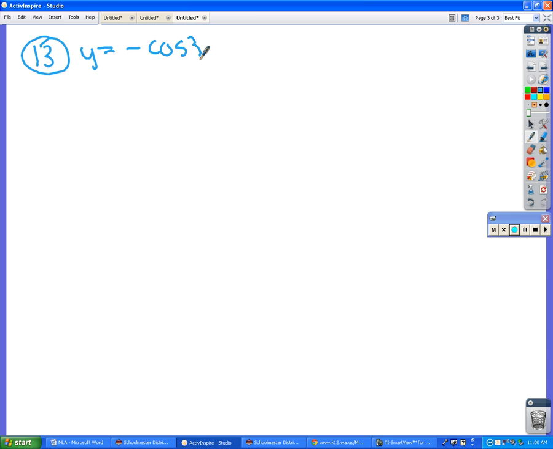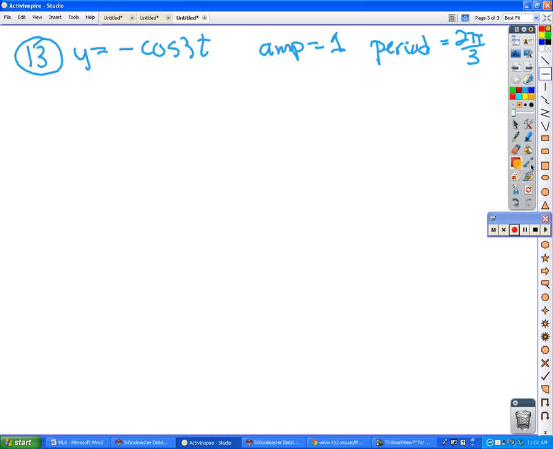So negative cosine 3t, same questions as before. Amplitude is 1. Period is, wait for it, 2 pi over 3, because b is 3, and I just go 2 pi over that. 2 pi over 3. And so now I'm ready to draw my graph.